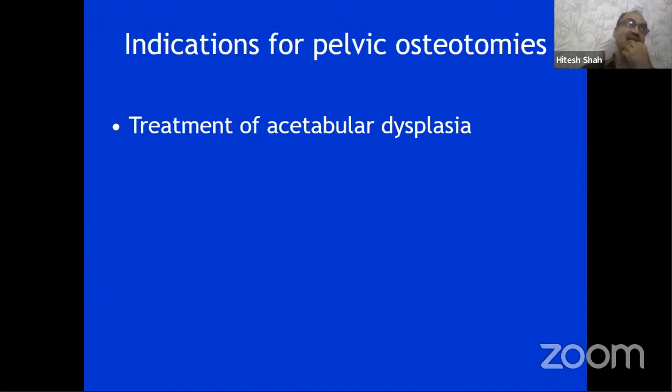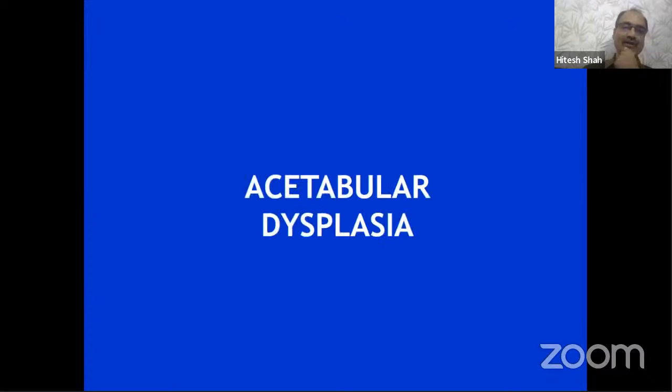So if it is asked as different types of pelvic osteotomy, you need to concentrate on acetabular dysplasia and correction of the acetabulum. If it is asked as hip dysplasia, we need to talk about the proximal femur and acetabulum. So we need to discuss the osteotomy of both sides of the hip joint.